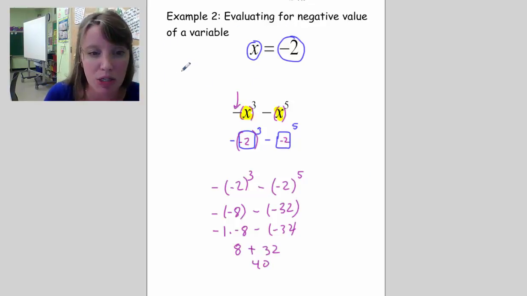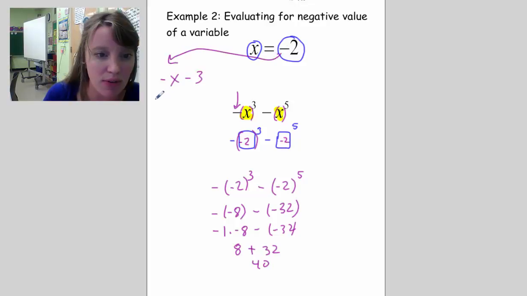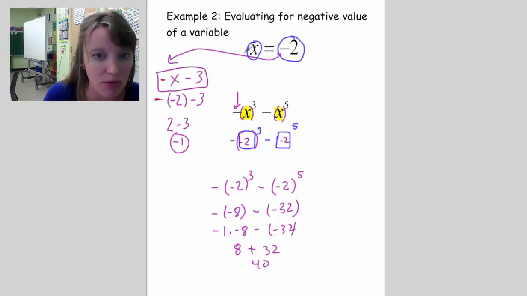If I said substitute x in here, and we have -x minus 3, and I substituted this x in here, this sign comes with this. But then the x by itself is -2 minus 3. So this would be the opposite of -2, which is +2, minus 3, which would get you -1. That's this expression evaluated for -2.